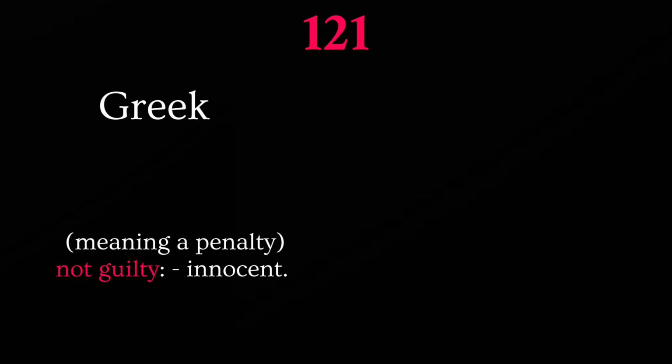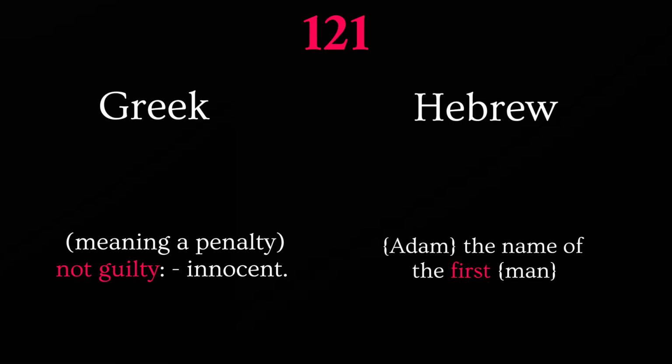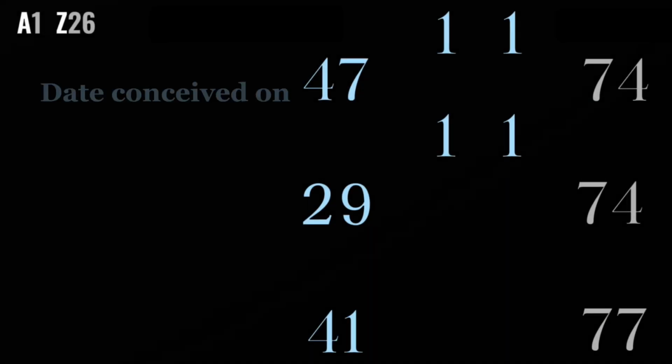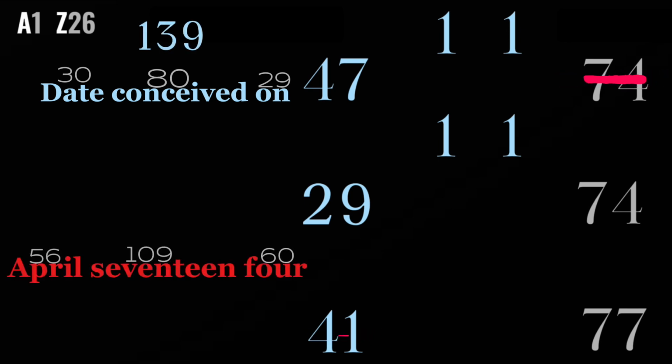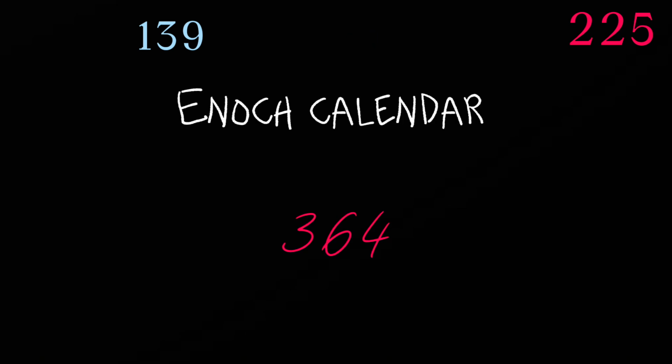121 Greek, not guilty, innocent. Hebrew, Adam, the name of the first man. Date conceived on, equals 139. April 17/4, equals 225. Added together we get 364. That's how many days were in the Enoch calendar.